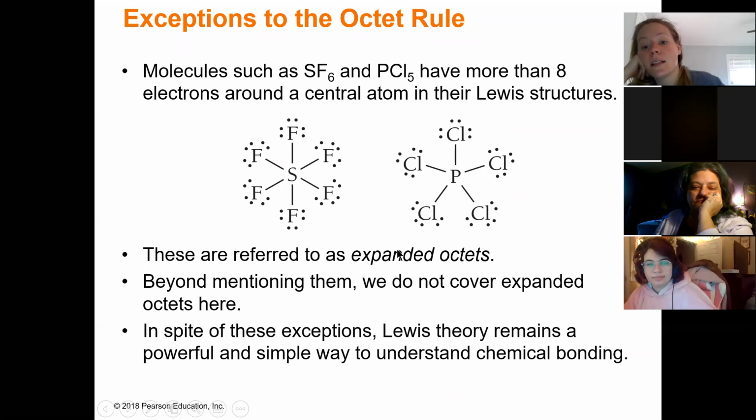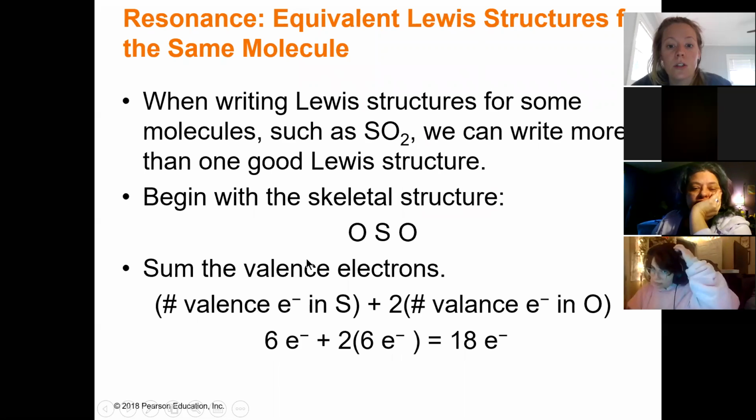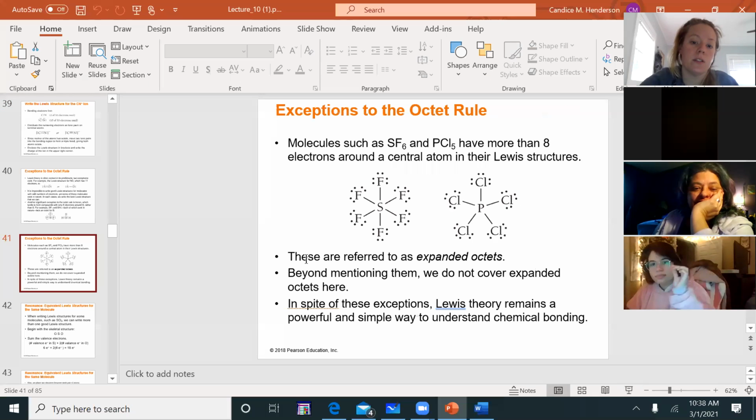I will not be testing you on exceptions. Okay, you may see it pop up in your homework. So you may see SF6 and be like, oh, that has way more than the electrons that we're supposed to have for an octet. You wouldn't see that on a test. All right, everything you're going to see is either going to want an octet or a duet. So with that, let's do not SO3, let's do SO2.